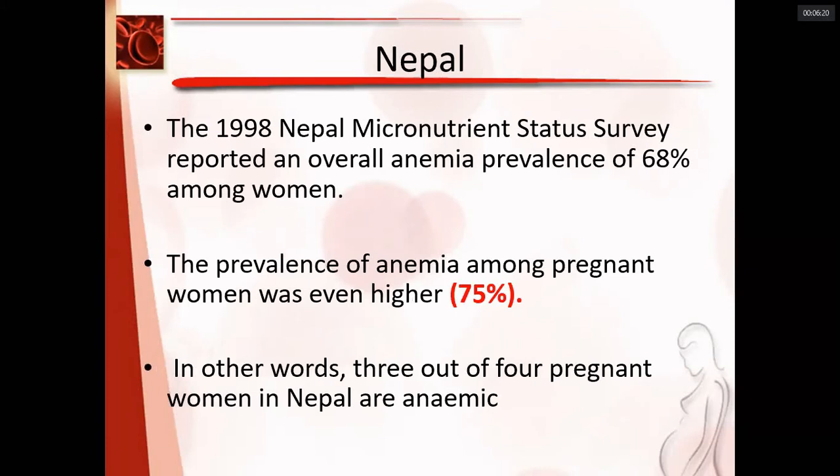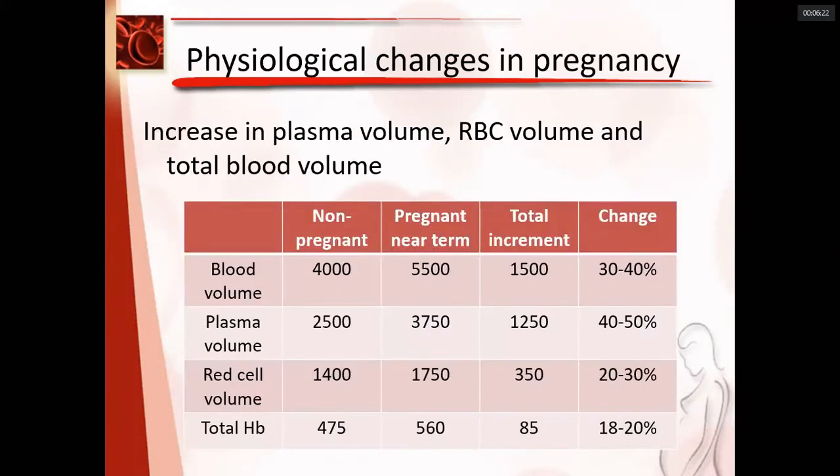I told you in the earlier slide that we take the cutoff as slightly less in the second trimester, that is less than 10.5 in the second trimester and less than 11 in the first and third trimester. Why is it so? It is because of the physiological changes that begin to be more pronounced, especially in the early second trimester.